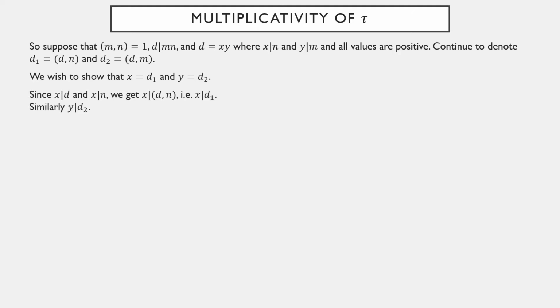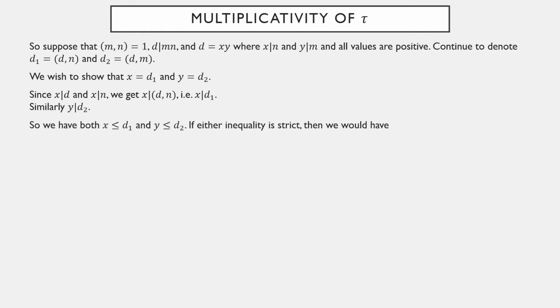So x is a factor of d because d was simply written as x times y. And x was a factor of n. Therefore, x is a factor of the greatest common factor of d and n, which we defined to be d1. Similarly, y must be a factor of d2. So our goal was to show x equals d1 and y equals d2, and we've actually made a lot of progress. While I haven't shown x is equal to d1, it's at least a factor of it, and similarly, y is at least a factor of d2.